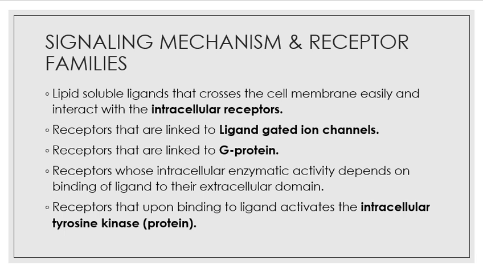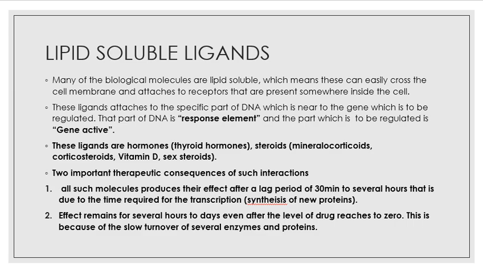That is another protein. So let's discuss the first one, which is the lipid soluble ligands. Most of the biological ligands are lipid soluble, which means that they can easily cross the cell membrane and act on the intracellular receptor. Different ligands are available which are lipid soluble, and these includes the hormones like thyroid hormone, steroid, mineralocorticoids, corticosteroids, vitamin D, and sex steroids.